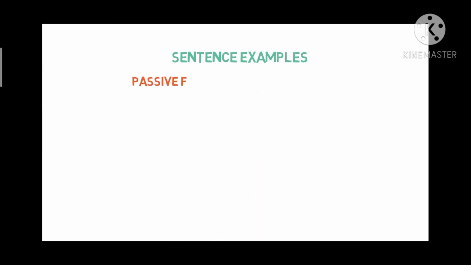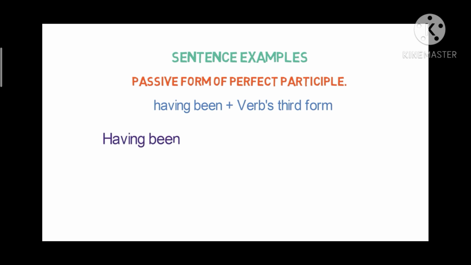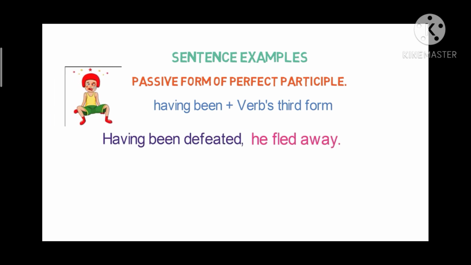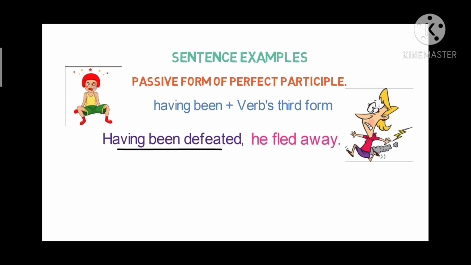Let's now look into some perfect participle examples in passive form. Having been defeated, he fled away. Here, the first action of being defeated is completed and the second action of fleeing away is performed. Having been defeated is perfect participle here.